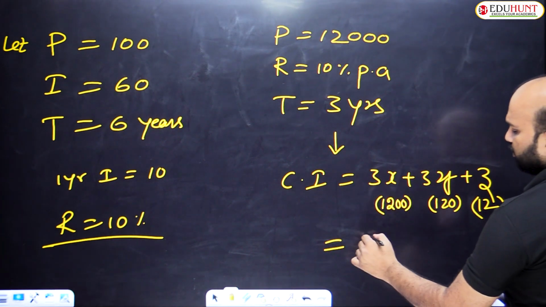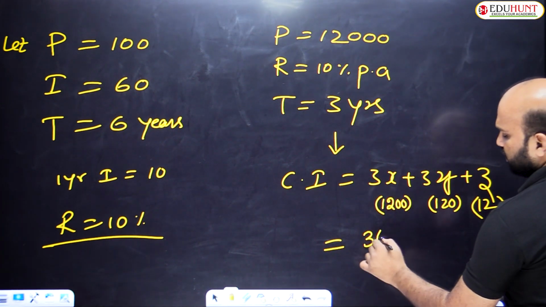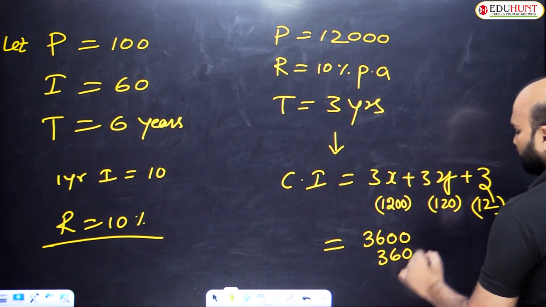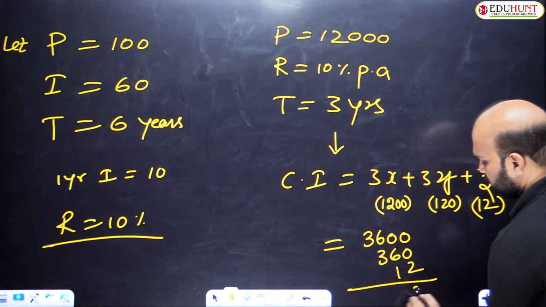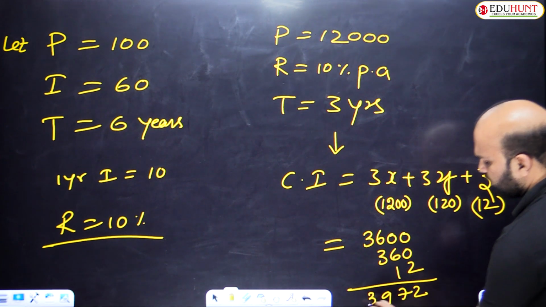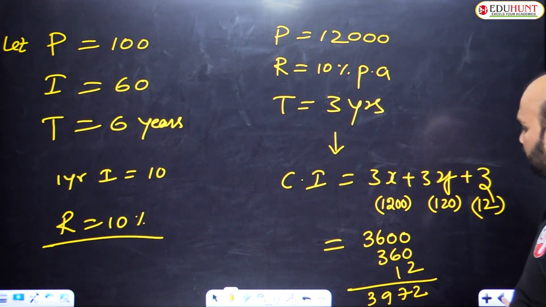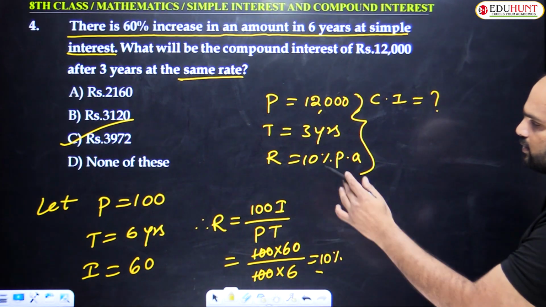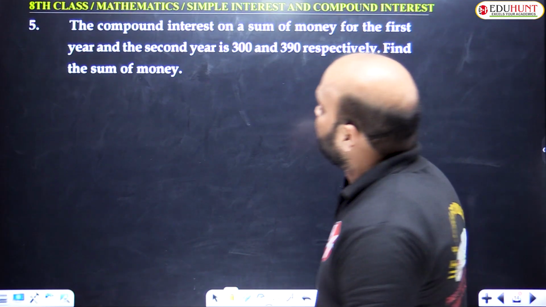So this is the compound interest. 3 into 1200 is 3,600. 3 into 120 is 360, plus z, 12. What is the total? 3,972 is the compound interest for 3 years. Option C is the right answer. Am I clear? So let's go to question number 5.